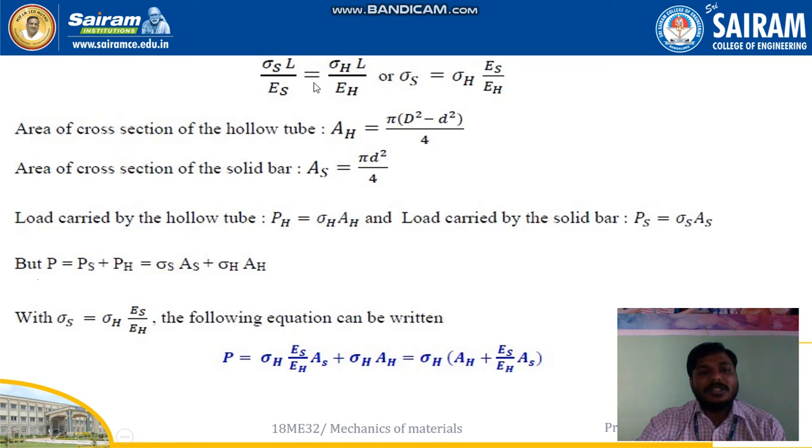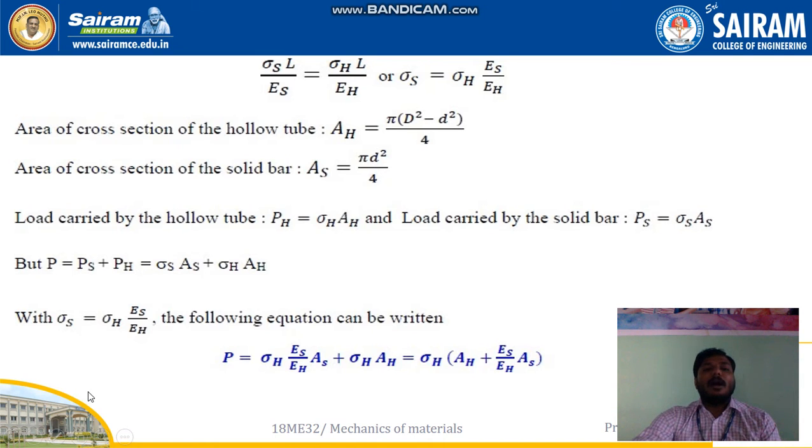To find the cross-sectional area of the hollow tube, Ah equals pi into capital D squared, the larger end squared, minus small d squared, divided by 4. Similarly, the cross-sectional area of the solid bar, As, equals pi into D squared by 4. Here D is the diameter of the solid bar, while for the hollow tube capital D is the outer diameter and small d is the inner diameter. By combining these we can identify the cross-sectional areas. The area of the solid bar is pi by 4 into D squared, where D is the diameter of the solid bar.